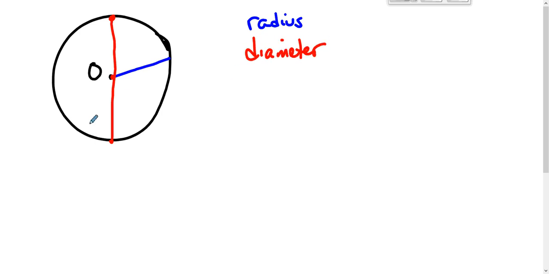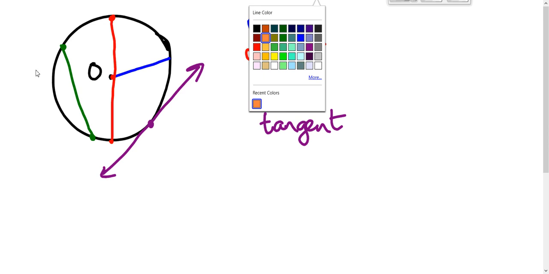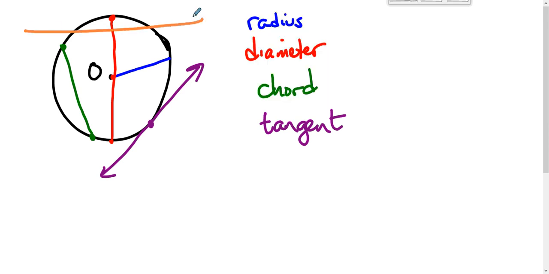When we draw a segment with endpoints on the circle passing through the center, that's a diameter. When we draw a segment with endpoints on the circle, that's a chord. When we draw a line that intersects the circle once, that's a tangent. And when we draw a line that intersects the circle twice, that's a secant. So for me, the colors are helpful.